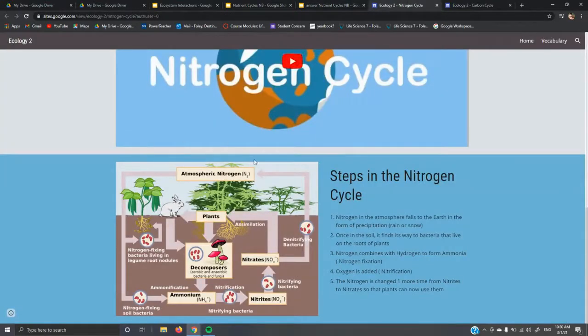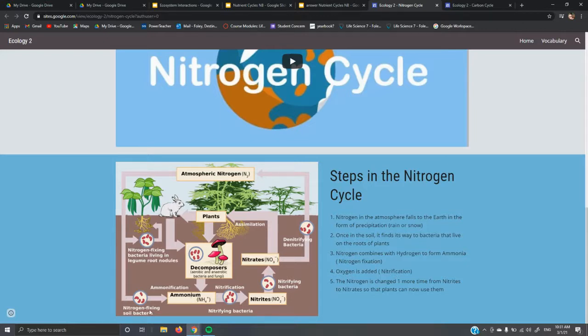And let's look at this graphic here. So this will help you out a little bit. So it's in the air here. When it's in the air, plants can't use it. Then it gets broken down here. So there are some bacteria that live in the roots of plants that help fix it. So there's one step where it can use it.